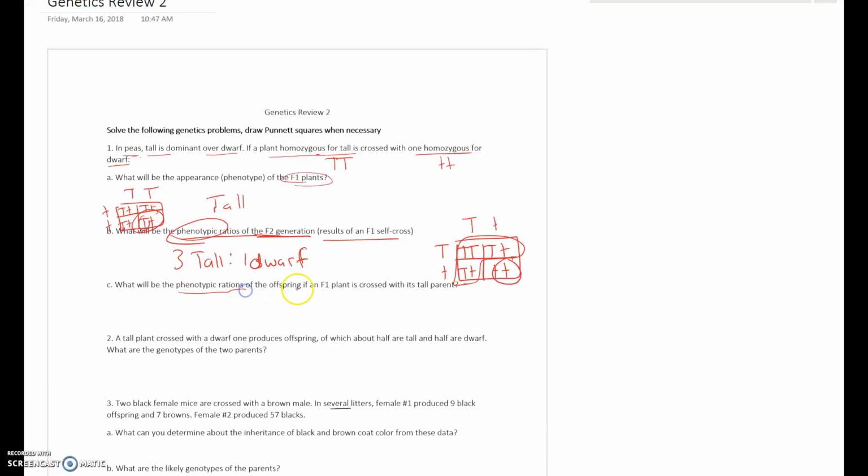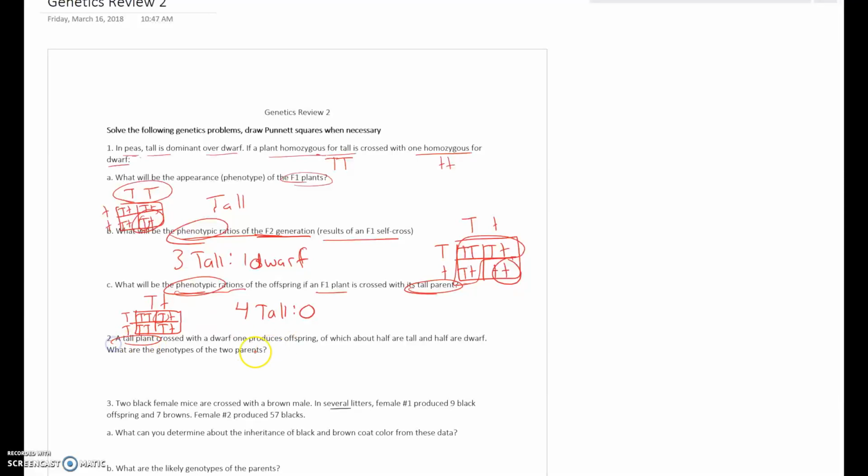Now the phenotypic ratios of the F1 crossed with one of its tall parents. The F1 was our big T, little t. If that had been crossed with its tall parent, the tall parent was a big T, big T. We get big T big T, big T little t, big T big T, big T little t. For phenotype, all of these have at least one big T, so they're all going to be tall. So we have 4 tall to 0 anything else.